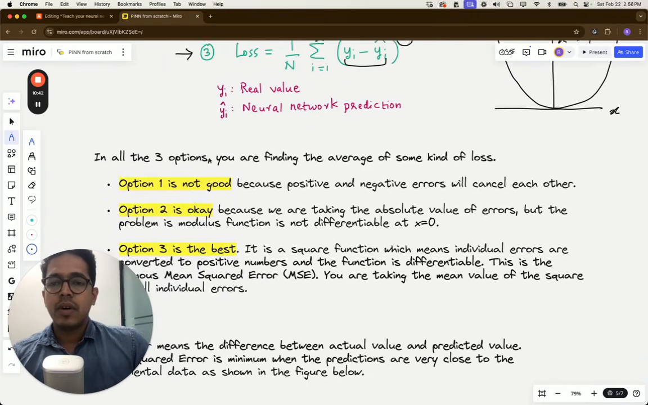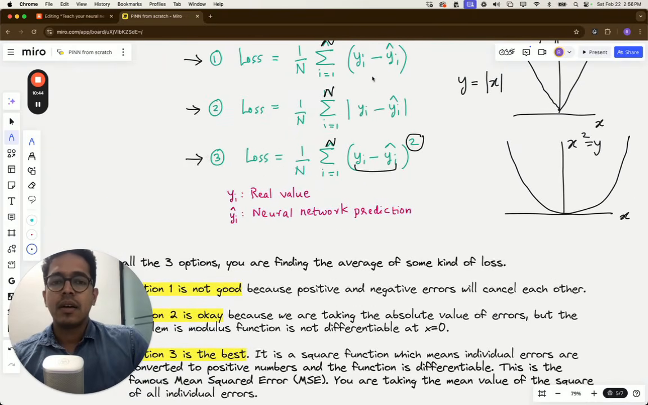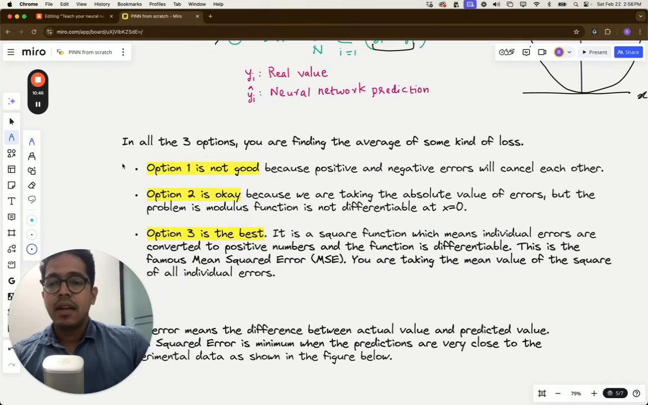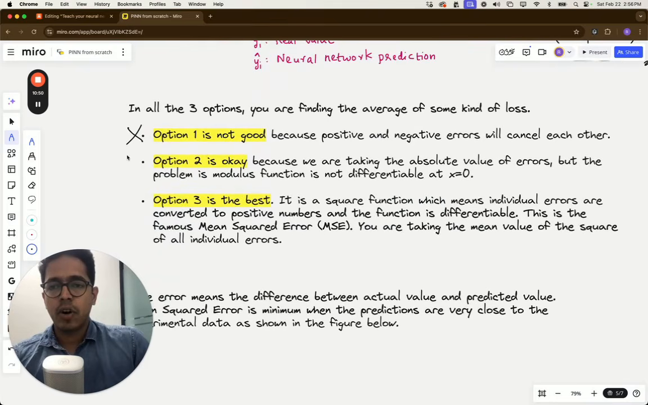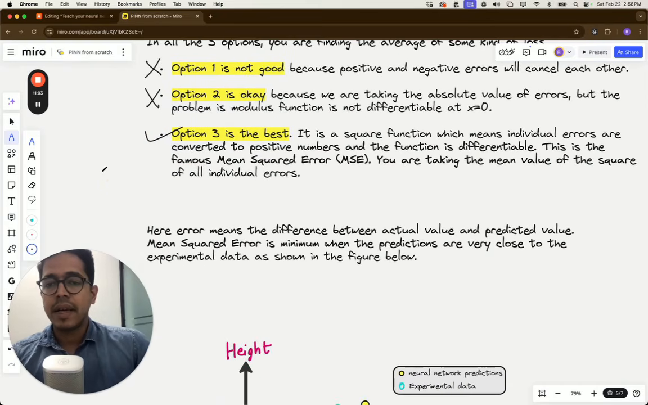So option one, which was simply taking the difference error with its sign, this is not good because positive and negative errors will cancel each other. Option two is not good because if we take the error in absolute value, the loss function itself can become non-differentiable. Option three, which is mean squared error, MSE, this is the best.